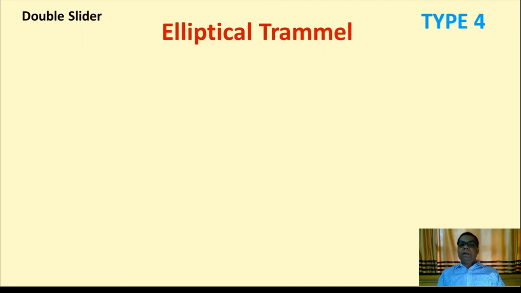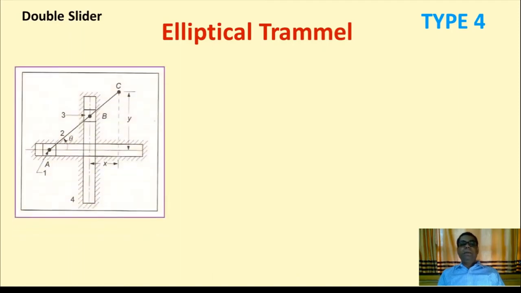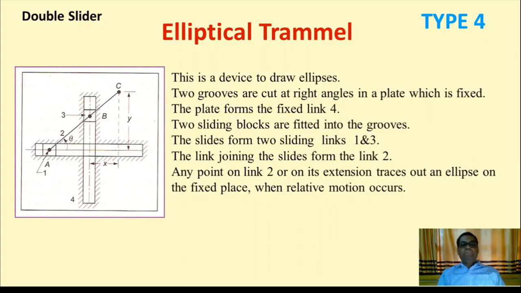Now comes the elliptical trammel. In the elliptical trammel we see that there are two slots, two particular piston blocks, and one particular connecting rod. This particular device is used to draw an ellipse. Two grooves are cut at right angles in a plate which is fixed. The plate forms the fixed link 4. Two sliding blocks are fitted into the grooves. The sliders form the two sliding links 1 and 3. The link joining the sliders forms link 2.